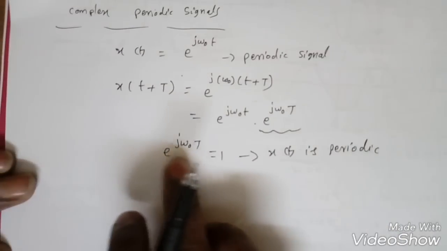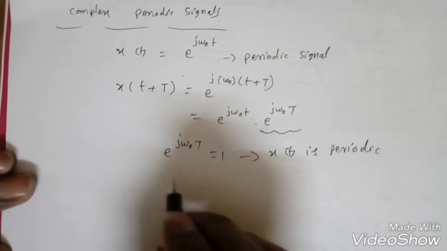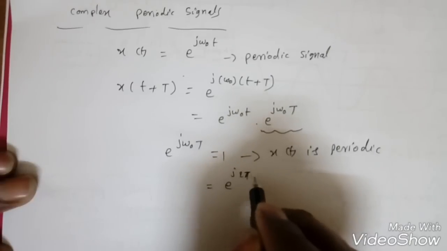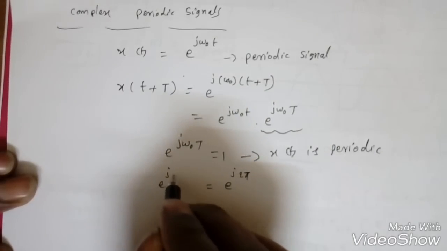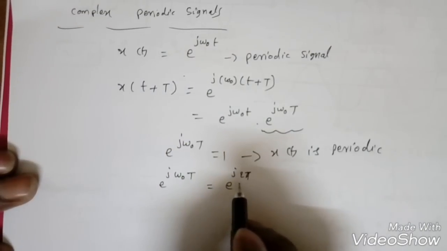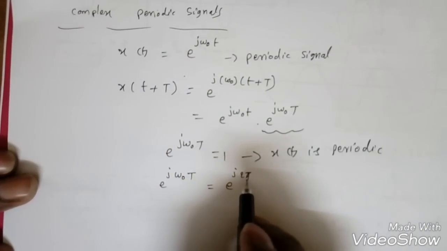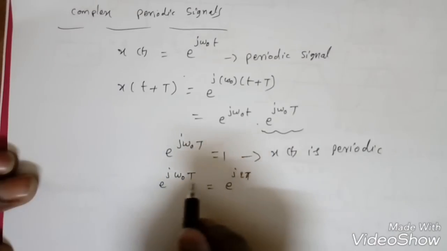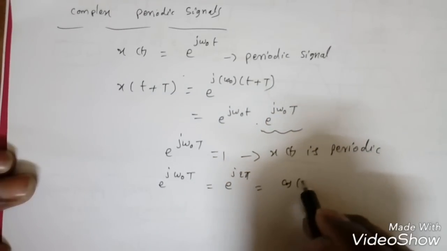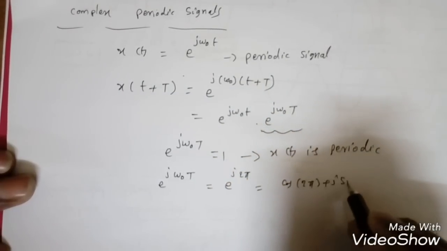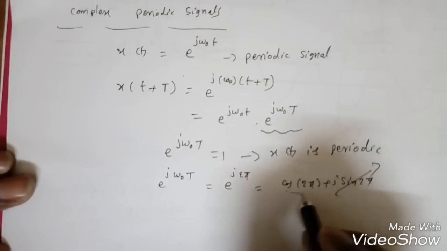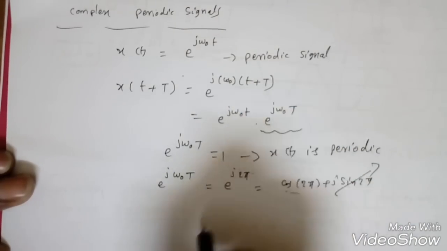Now we know that. So how will this become 1? Suppose it is represented like this, e power j 2 pi, that is e power j omega naught t. Omega naught t equal to 2 pi means we will get cos 2 pi plus j sin 2 pi. Always we will get 1, because sin 2 pi is 0 and cos 2 pi is always 1. So cos 2 pi n, actually.